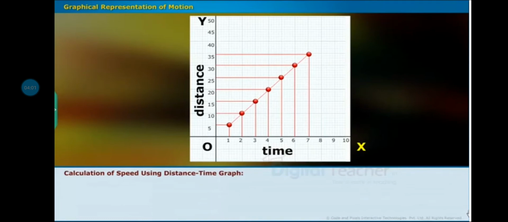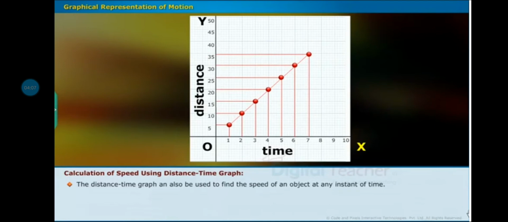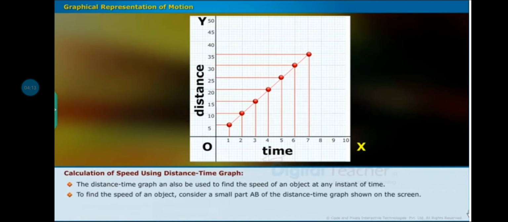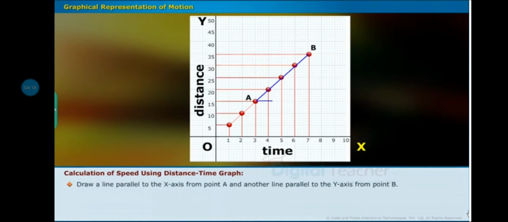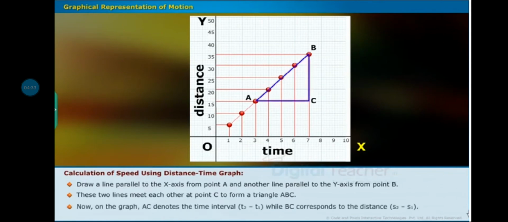Calculation of speed using distance time graph. How do we calculate the speed using the distance time graph? The distance time graph can also be used to find the speed of an object at any instant of time. To find the speed of an object, consider a small part AB of the distance time graph shown on the screen. Draw a line parallel to the x-axis from point A and another line parallel to the y-axis from point B. These two lines meet each other at point C to form a triangle ABC. Now on the graph, AC denotes the time interval t to t1, while BC corresponds to the distance s to s1.